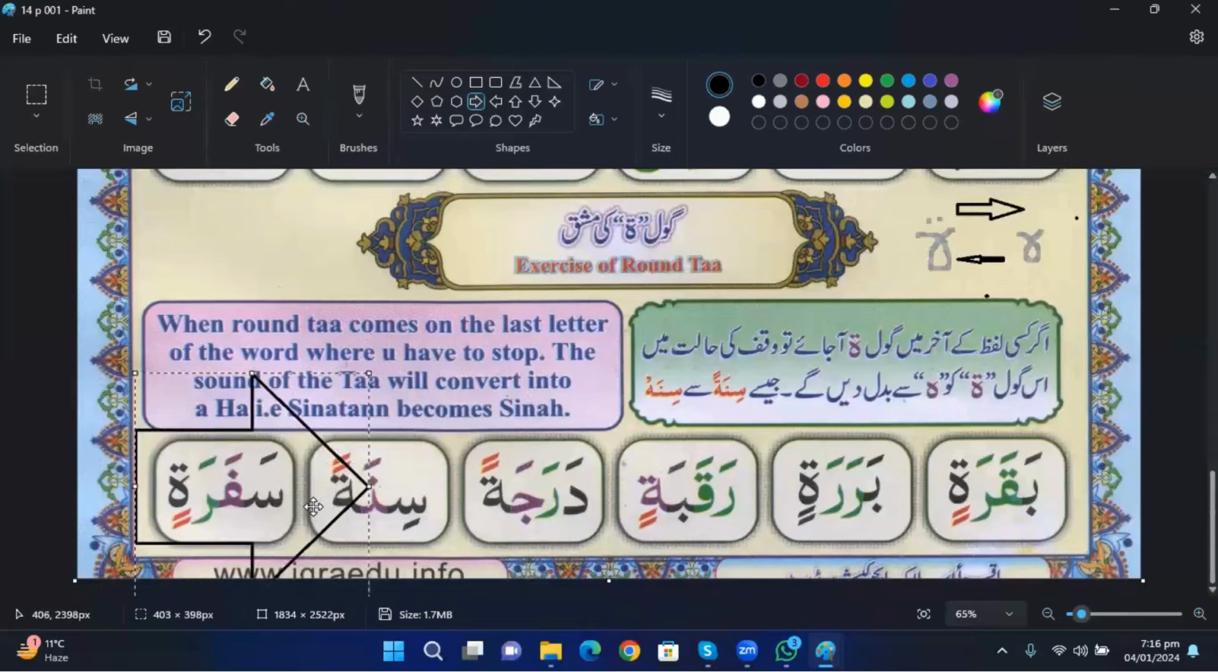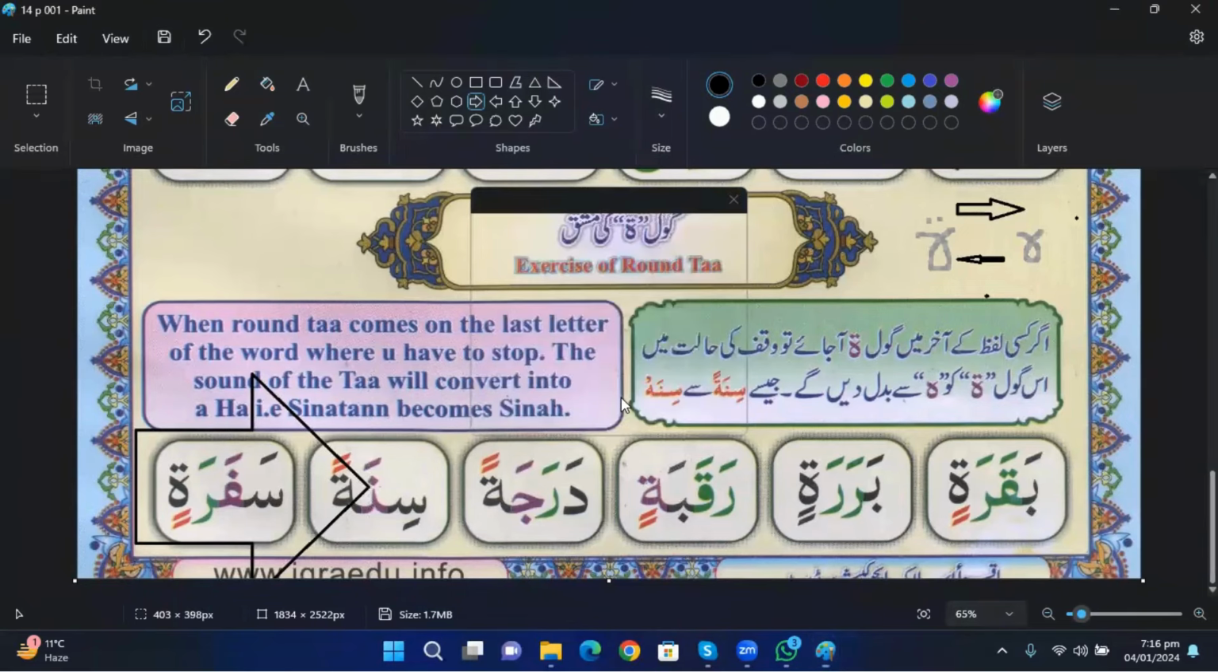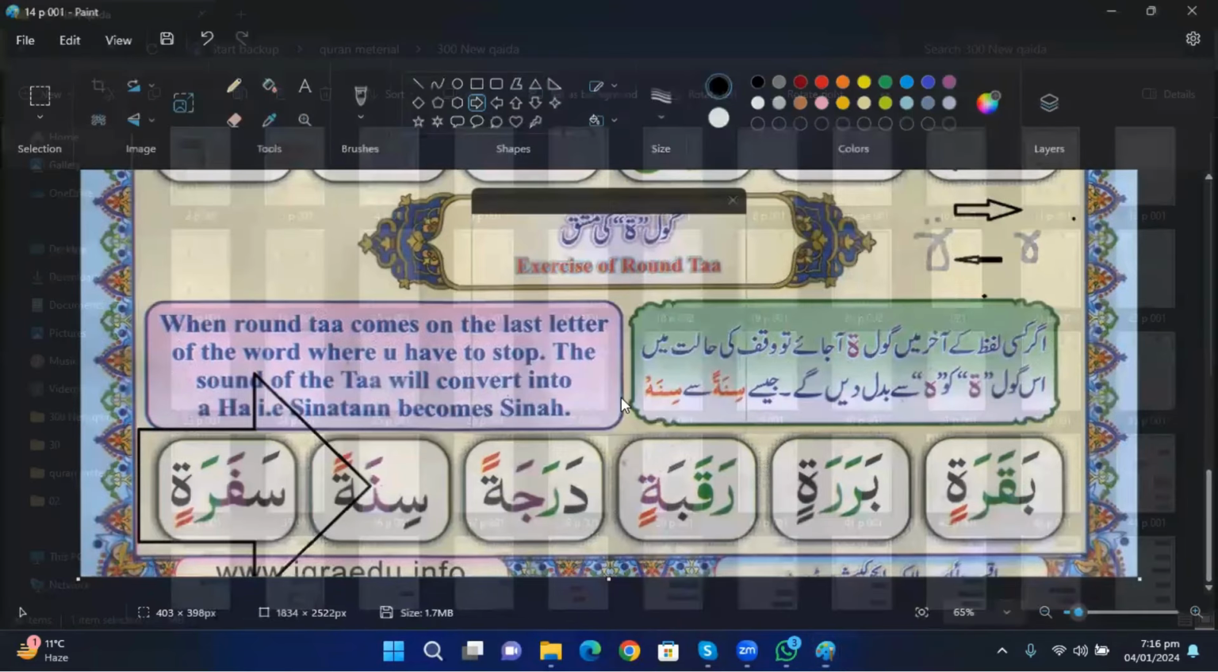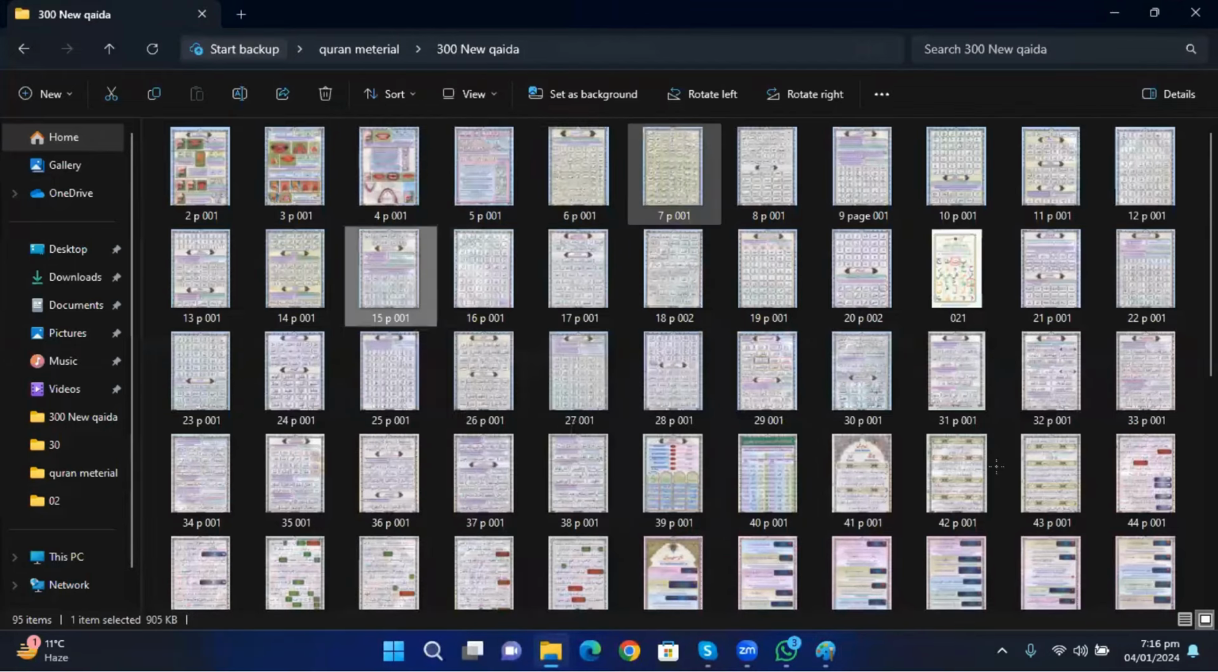Safaratin, safarah. Sin fatha sa, fatha fa, safa, ra fatha ra, safara. Ta double kasratin, safaratin will become safarah. Same as from page 15, the all remaining words you will do the same way. You will do the spelling, the last letter you need to convert into round ha, because of round ta. In stop condition, it will convert into round ha.